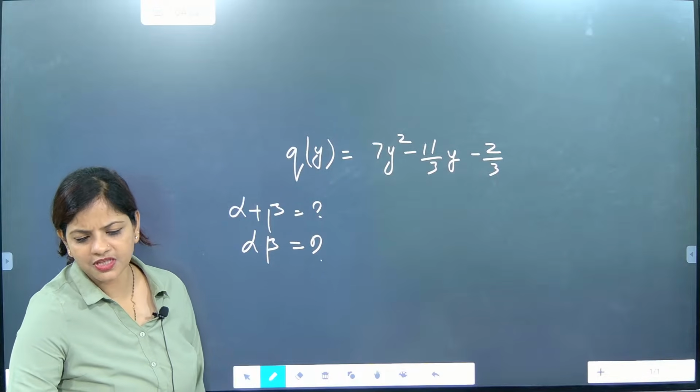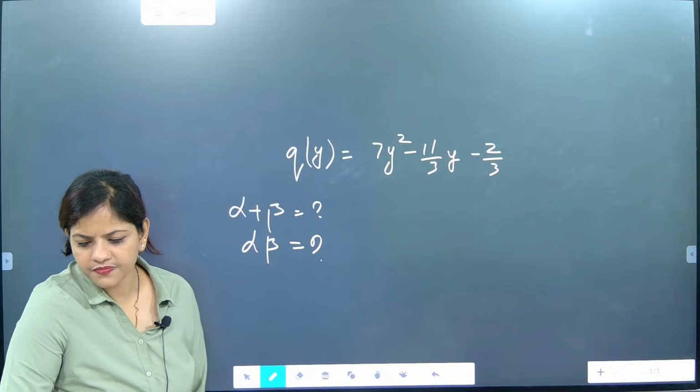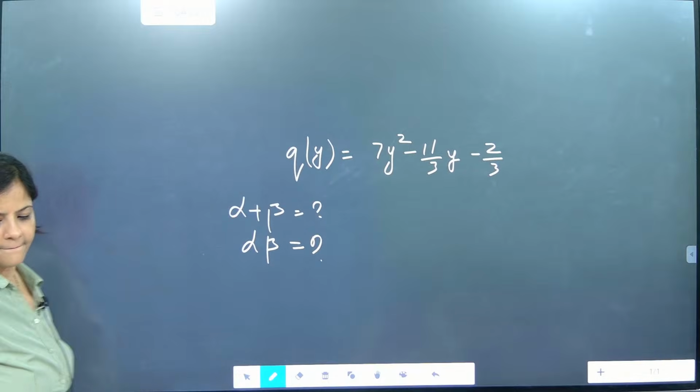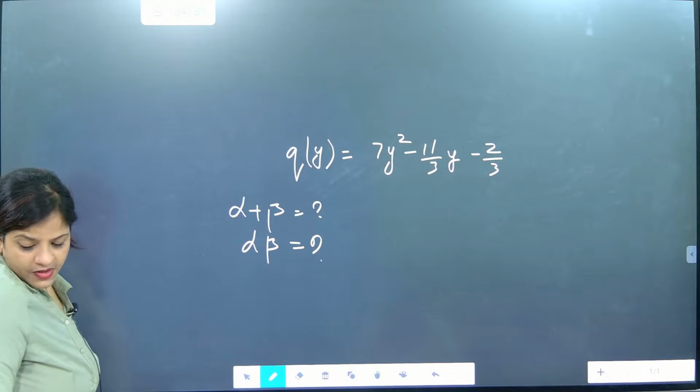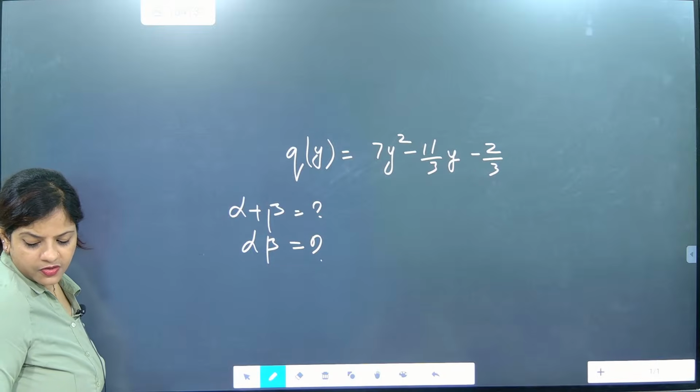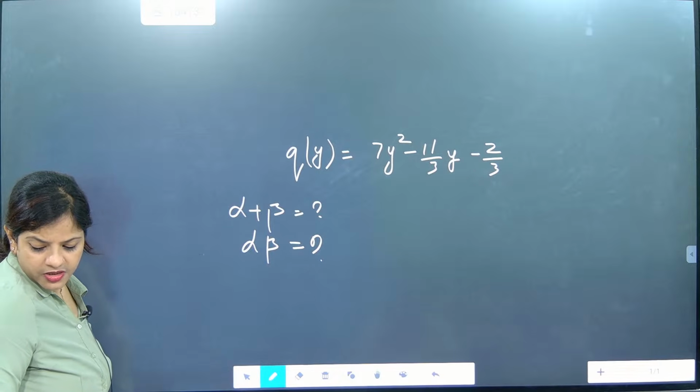Come on, go for it. Sum of the zeros and product of the zeros. You can do it, boss. Nothing is there in the question.